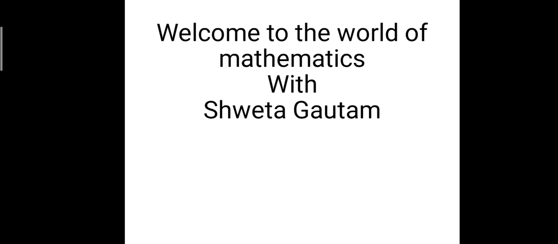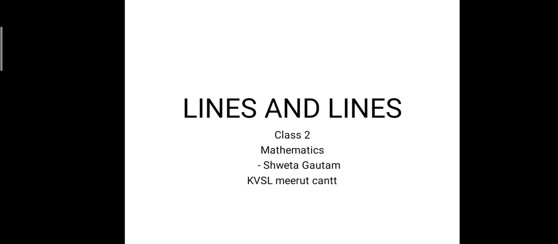Students, today we are going to start Unit 11 from Maths Magic of Class 2, and the lesson name is Lines and Lines. As the name of the lesson indicates, we are going to study different types of lines in this lesson. It means that we are going to explore as many lines as our mental level allows us to study in class 2. So, here we go.